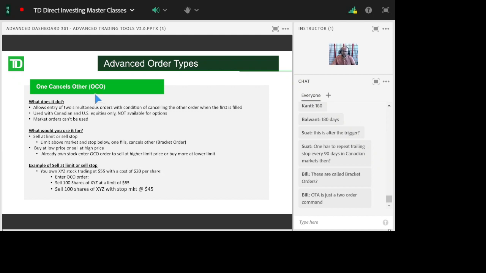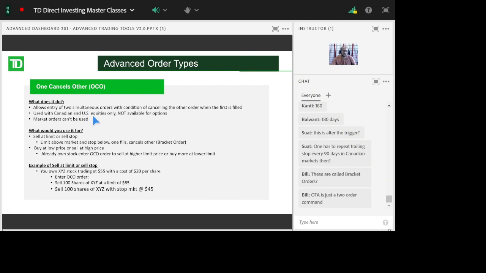In this situation, in an OCO, you're putting two orders in, and both of them are active at the same time. They both go in and they're working on the market at the exact same time. That's the difference. It's not waiting for one order to execute and then the other order becomes active from its dormant state. Both orders are active. Now, what is the difference?